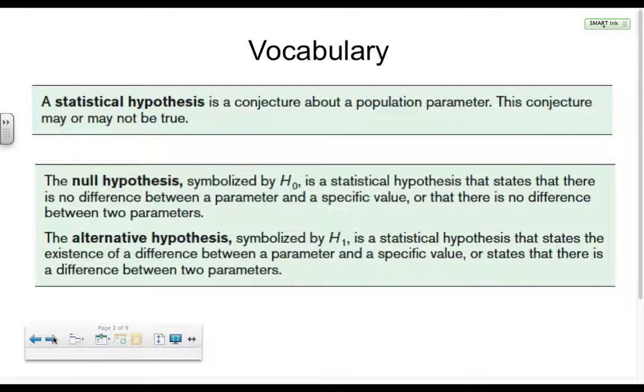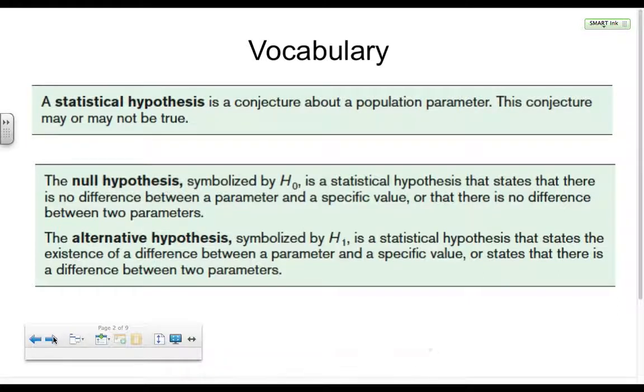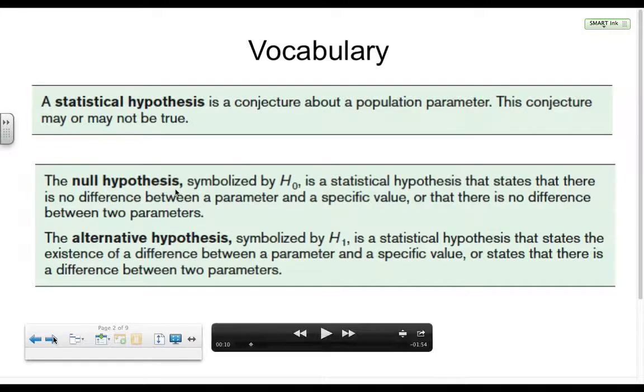So you're going to have two hypotheses. We're going to have a null hypothesis and an alternative hypothesis. You will see this written as H1 or HA for alternative. You usually will start with the alternative hypothesis because that's what you want to have happen. The null hypothesis is what we don't want to have happen, or what is true if what we guess is not true.